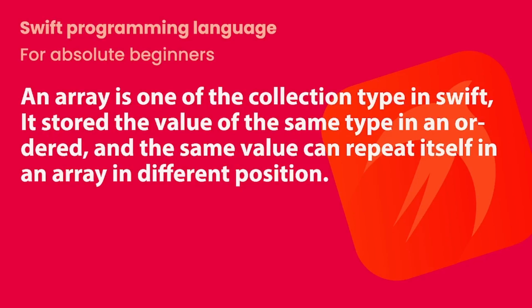In this video, we'll be looking at array. An array is one of the collection types in Swift. It stores values of the same type in an ordered list, and the same value can repeat itself in an array, also in different positions. That is, the items in an array don't necessarily have to be unique.